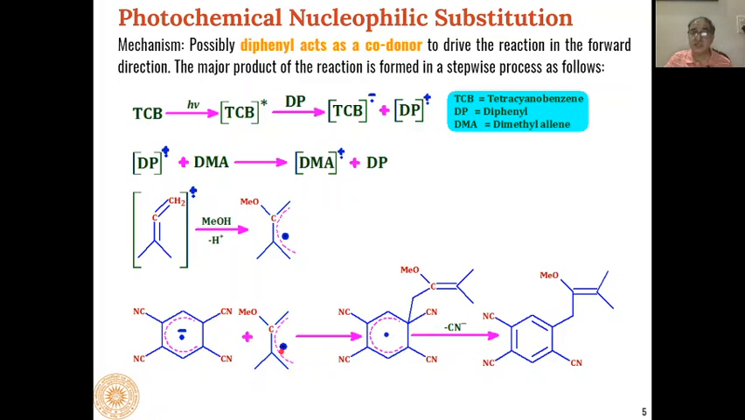These two interact, and this CH2 radical will attack at this position, and we will get this type of radical. And with the elimination of cyanide anion, this will be converted into our photosubstituted product. So this is how the photochemical nucleophilic substitution in case of tetracyanobenzenes and 1,1-dimethylallene gives us these types of photosubstituted products.